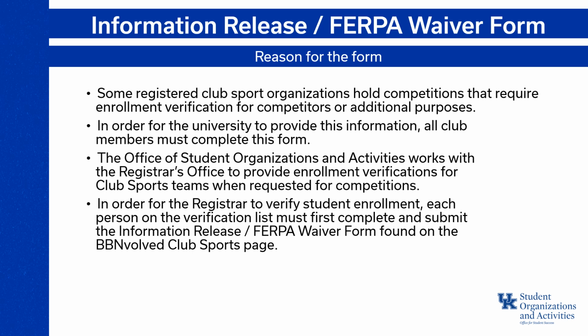The Office of Student Organization and Activities works with the registrar's office to provide enrollment verifications for club sports teams when requested for competitions. In order for the registrar to verify student enrollment, each person on the verification list must first complete and submit the information release FERPA waiver form found on the BB Involved Club Sports page.